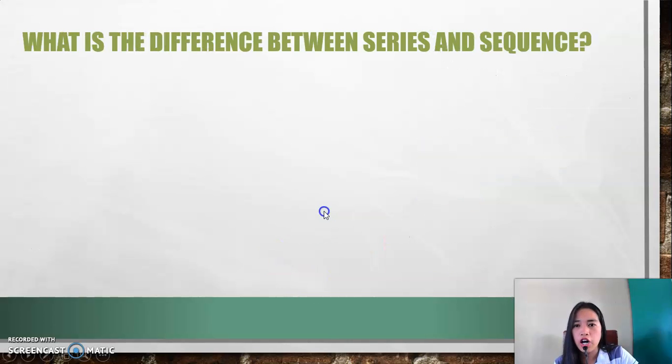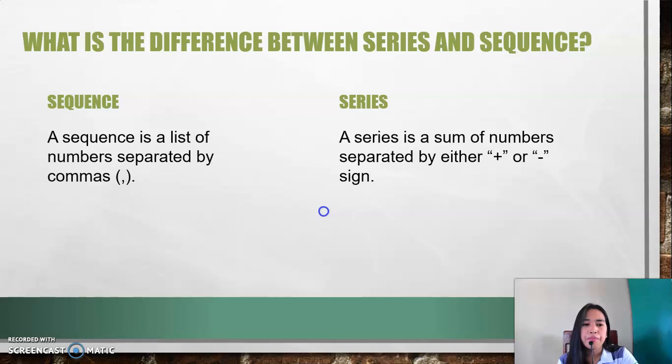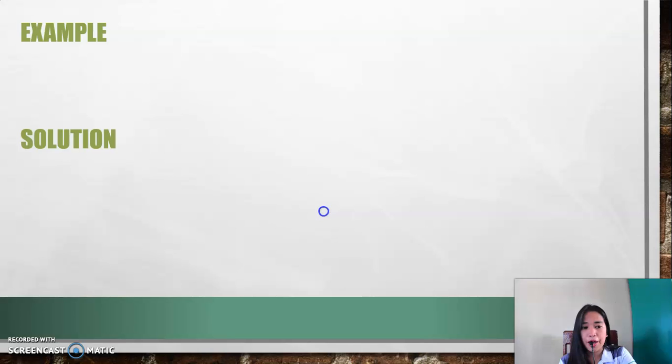So, let's proceed. There are students who are still confused about what a series or a sequence is. It's very easy to distinguish a series from a sequence. In a sequence, the numbers are separated by commas, while in a series, the terms are separated by either a plus or a minus sign. But take note, not all numbers separated by commas represent a sequence, because in a sequence there is a pattern in the numbers. Take note of that. We have this example.